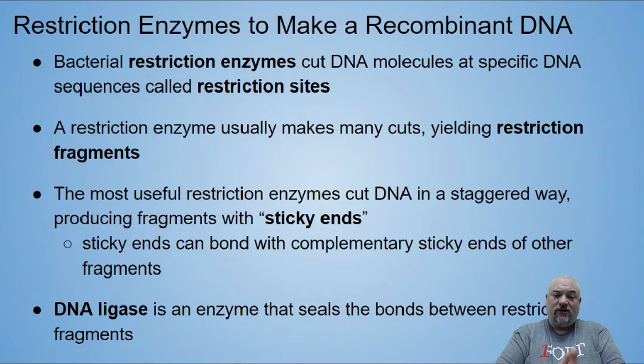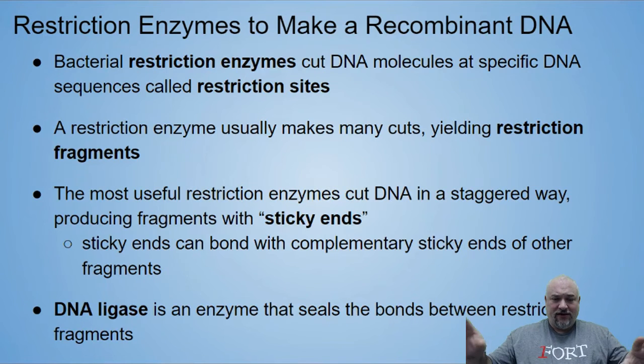So, just a little bit more about restriction enzymes, which we use to make recombinant DNA. There are restriction enzymes which come from bacteria, and their job is to cut DNA molecules at specific DNA sequences, like AATAA, for instance, might be a restriction site. These restriction enzymes usually make many cuts because on any given strand of DNA, there's going to be a lot of places where you get AATAA, for instance. So it'll cut it there wherever it finds that.